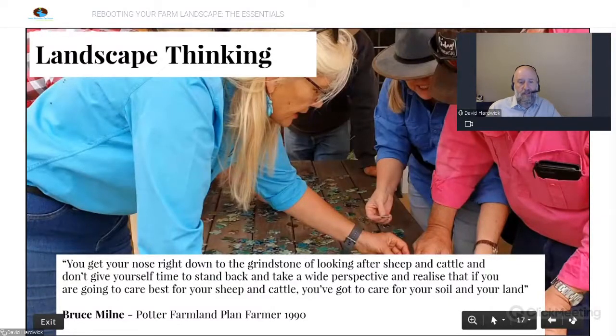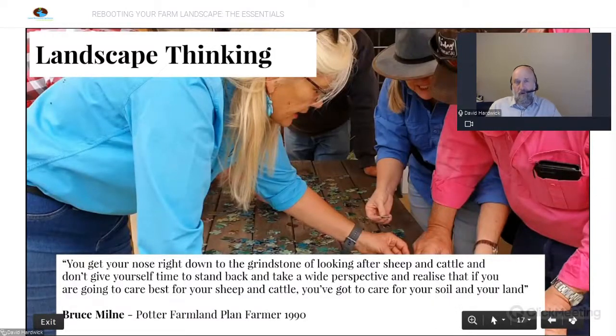There's a few other things you can add to it, but Bruce said you can get your nose right down to the grindstone of looking after sheep and cattle, and not give yourself time to stand back and take a wide perspective and realize that if you are going to care best for your sheep and cattle, you've got to care for your soil and your land.